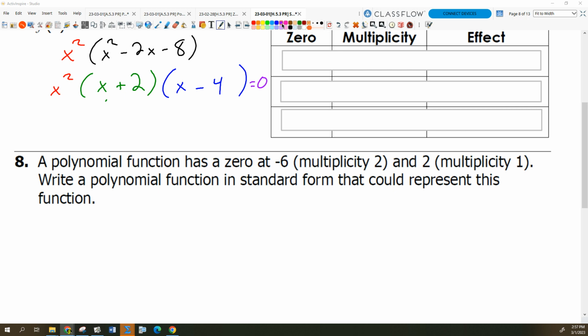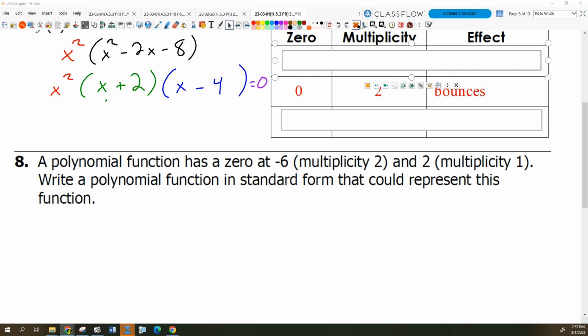What's the 0 of the red factor going to be? 0. Okay, and what's the multiplicity of that one going to be? 2. Okay, what's that mean it's going to do? Going to bounce, yeah. Going to bounce like a parabola, isn't it? Okay. What's another one?